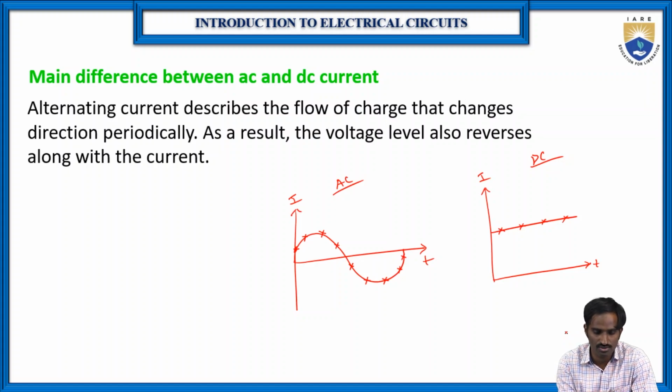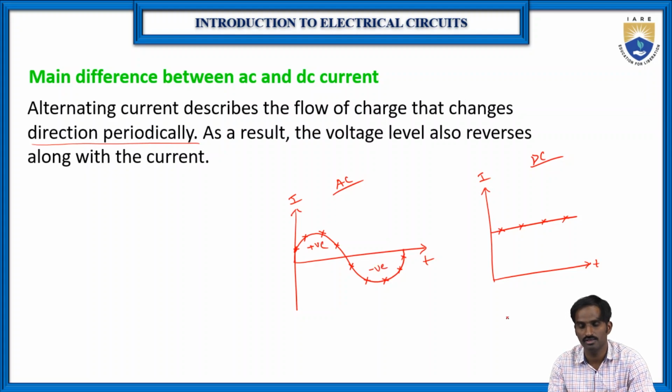Alternating current describes the flow of charge that changes direction periodically, of course the direction as well as the magnitude. As a result, the voltage levels also reverse along with the current, because this is the positive cycle and this is the negative cycle. But DC is always positive, of course, this positive or negative depends on the polarities that we are considering.